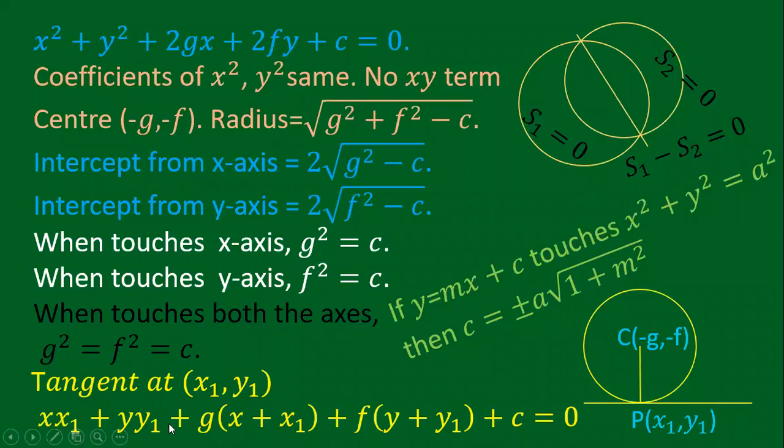And here you see, the tangent to the circle at P(x1, y1) is xx1 plus yy1 plus g into (x plus x1) plus f into (y plus y1) plus c is equal to 0. This is the tangent at (x1, y1) to this circle.